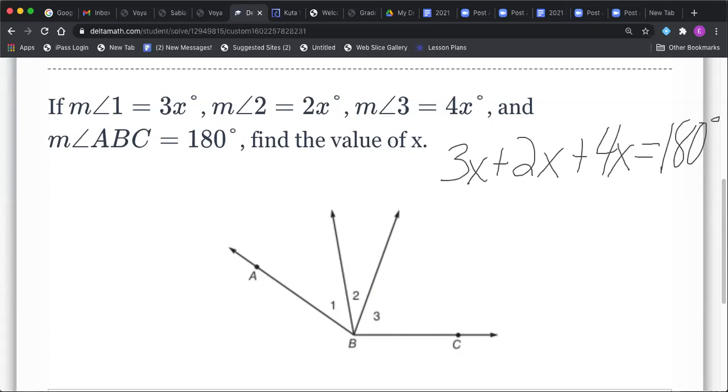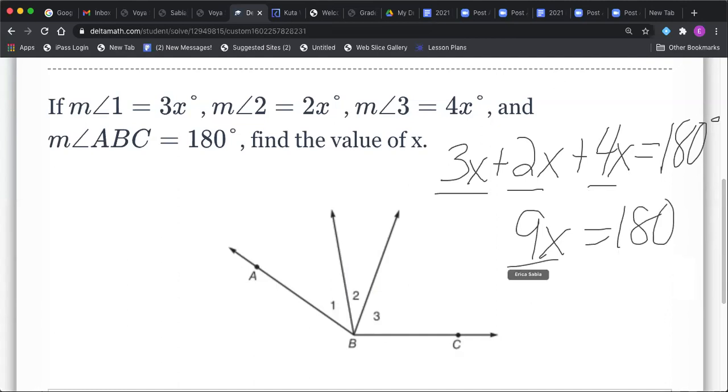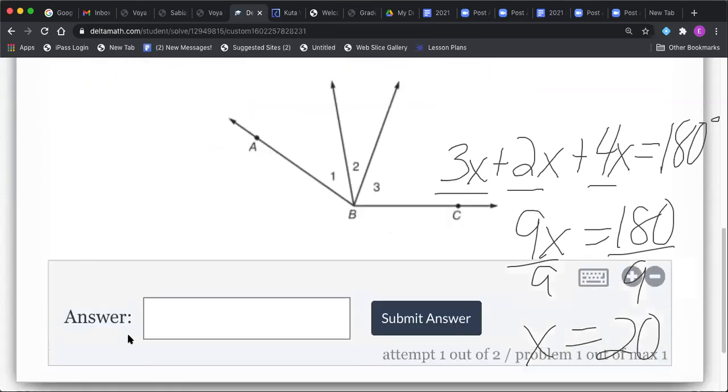And now I want you to combine like terms. So 3x and 2x is 5x and 4. I've got 9x equals 180. Divide both sides by 9. X is 20. So I still do need you to just come down here and type in your answer.